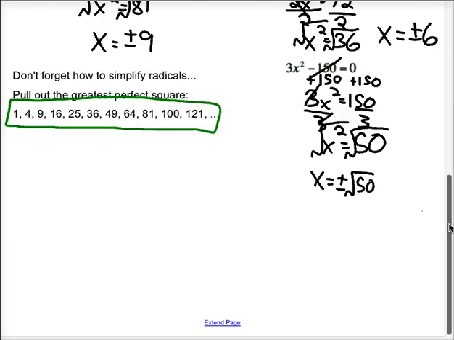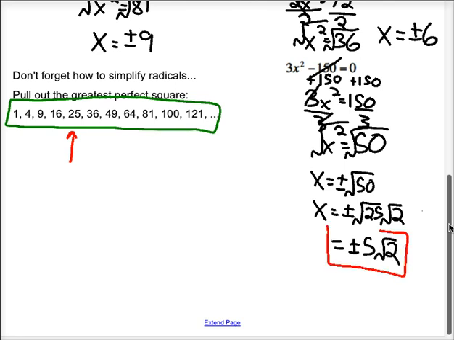And remember what you want to do. You want to pull out the largest one that divides that number. So I look on that list and ask myself, what's the largest one that divides 50? Well, I see 25 on that list. So remember what that means is I'm going to split this up. So 50 is 25 times 2. And I know that the square root of 25 is 5. So I do want you to reduce your radicals into simplest form, okay? So there's the basics of how I can solve quadratics using square rooting.